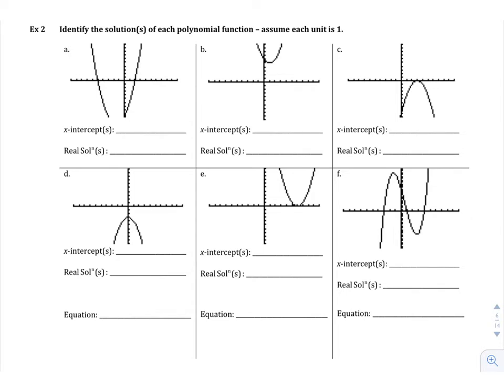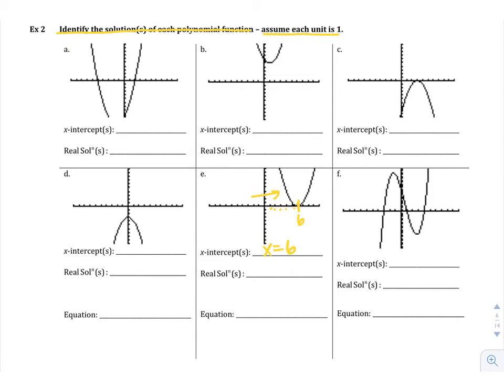So here's your check for understanding on the first concept. It says identify the solutions of each polynomial function. Assume each unit is 1. I'm going to do one with us, letter E. I see a parabola, which tells me I should have a quadratic. And my x-intercept: 1, 2, 3, 4, 5, I think it's a 6 we can go with. Okay, my x-intercept is 6.